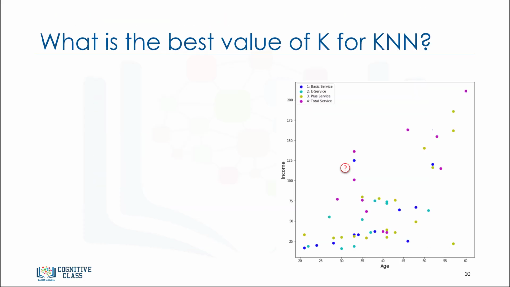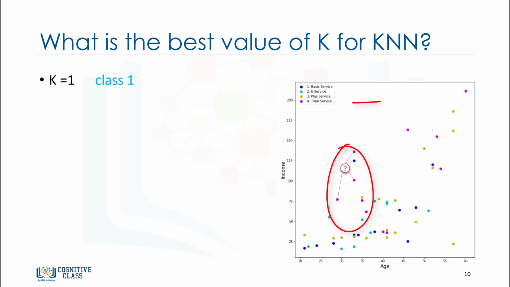As mentioned, K in K-nearest neighbors is the number of nearest neighbors to examine. It is supposed to be specified by the user. So, how do we choose the right K? Assume that we want to find the class of the customer noted as question mark on the chart. What happens if we choose a very low value of K? Let's say K equals 1. The first nearest point would be blue, which is class 1. This would be a bad prediction, since more of the points around it are magenta, or class 4.